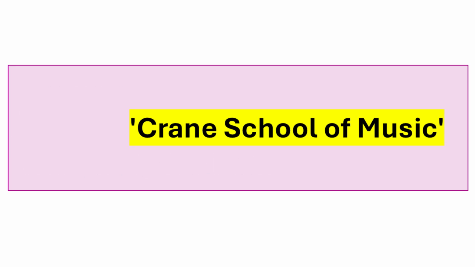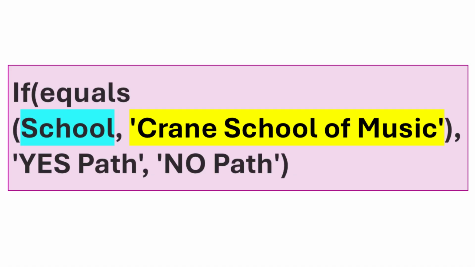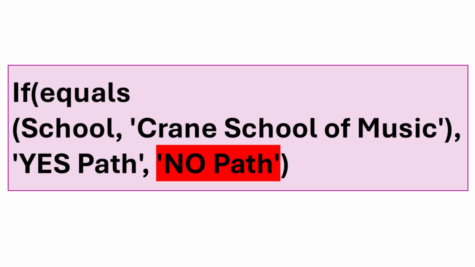Notice that the text is enclosed in single quotes. That's because it's a text string, and in Power Automate expressions, text is always wrapped in single quotes. The school value, however, is dynamic content coming from the flow. Since it's not plain text, it isn't enclosed in quotes. In our example, if the school value is Crane School of Music, the expression returns the yes path text. If the school value is anything else, it returns the no path text.